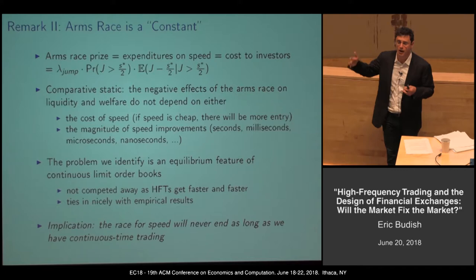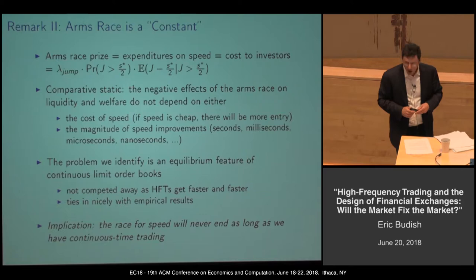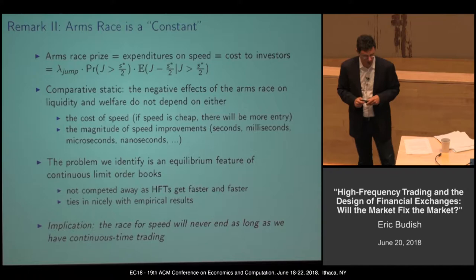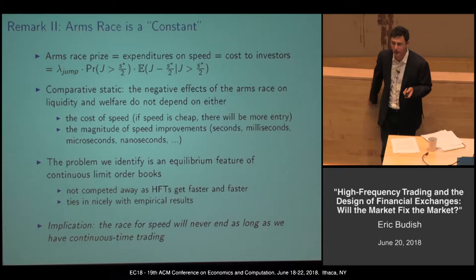If the speed technology is cheap, there'll be a lot of entry. If the speed technology is expensive, there'll be a small amount of entry. What this tells us is that the arms race and the harm to investors is an equilibrium feature of the market design. It's going to keep going as long as we have this market design. And with this, let me give you some highlights of the arms race for speed since we started this research.